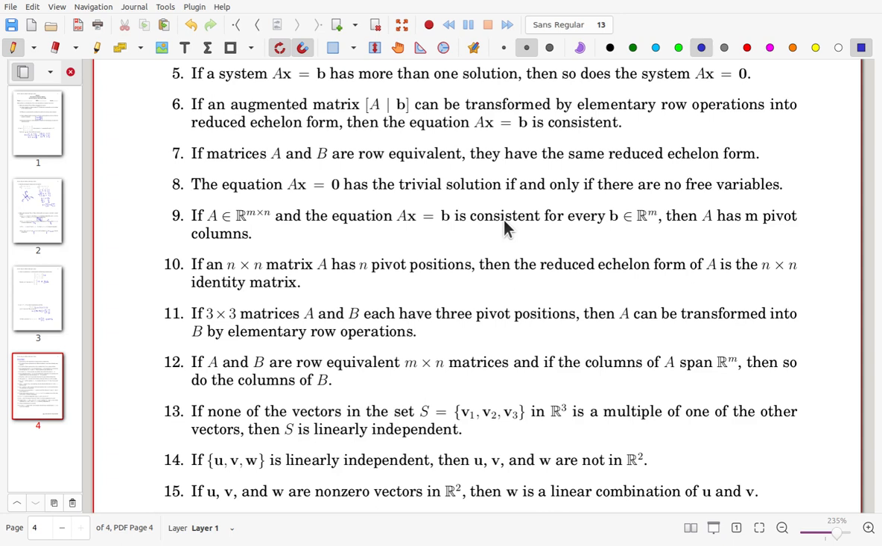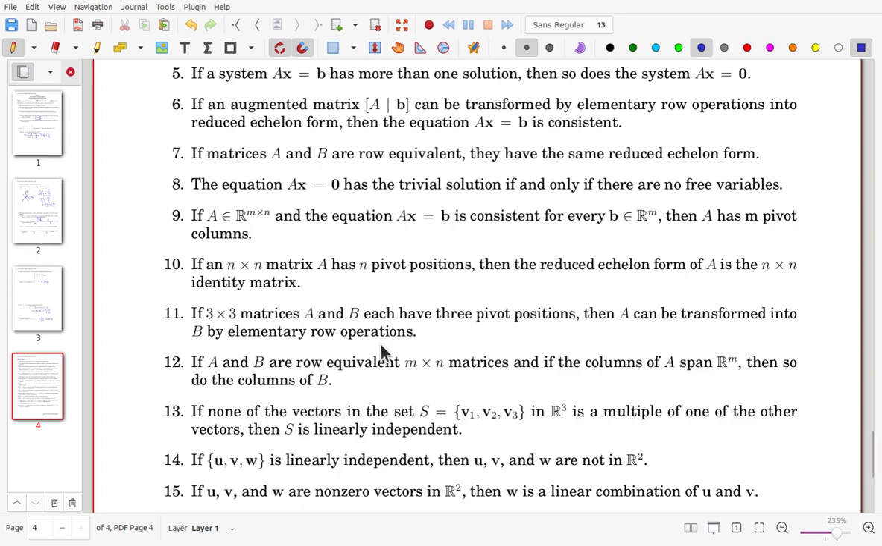If an n by n matrix, now it is a square matrix, has n pivot positions, which means that every row, every column has a pivot, then the reduced echelon form of A is the n by n identity matrix. It must be true, quite simply. If 3 by 3 matrices A and B each have 3 pivot positions, then A can be transformed into B by elementary row operations. Is it true?